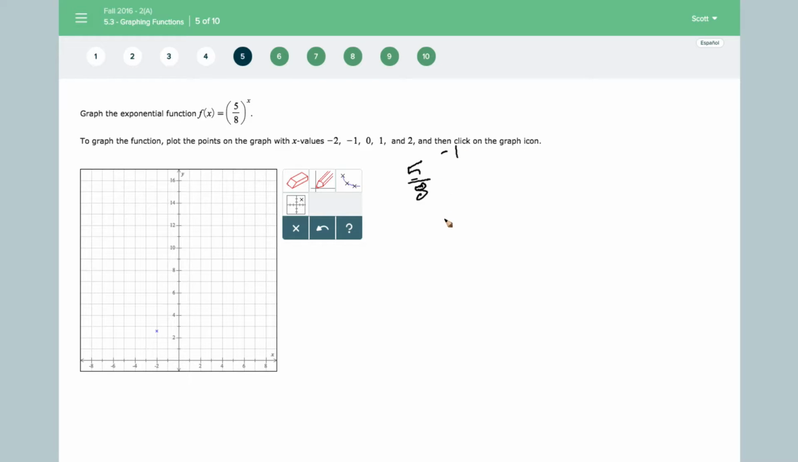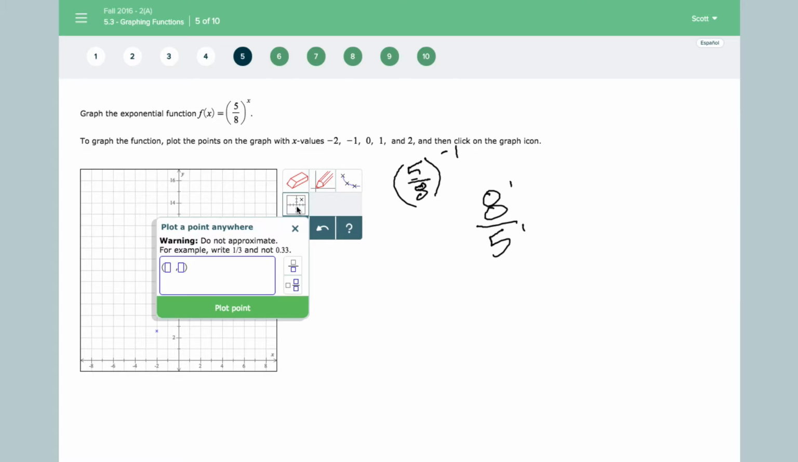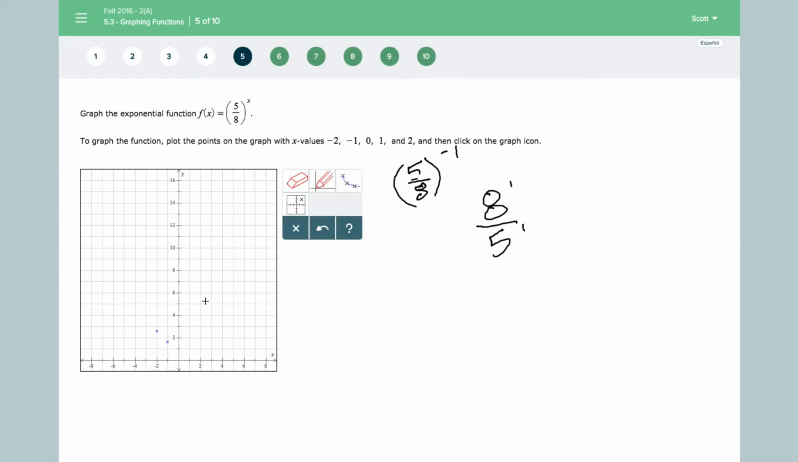So next, we got 5 over 8 to the negative 1. So that means we flip it upside down. 8 over 5 to the 1, so that just stays 8 over 5. So again, we click this coordinate box and we say, okay, when we plugged in for x, we plugged in negative 1. The answer was 8 over 5. And there's my next dot.